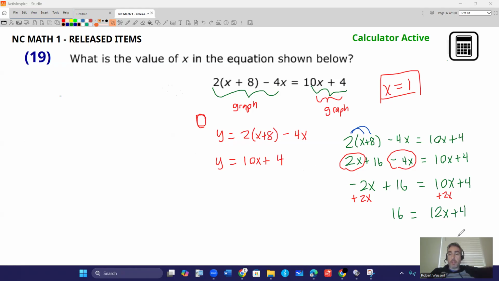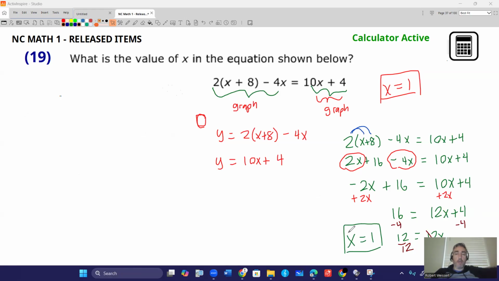Now my next approach to this equation is I'm going to subtract 4 from both sides. So take away 4, and that's going to give me 12 equals 12x. 12 is equal to 12 times some number. 12 times what number is equal to 12? That's 1. So 12 divided by 12 is going to give you 1. So that's actually how to do this by hand. You didn't actually need a calculator, but if you do, and you wanted to use that graph to help you get the answer from the point of intersection, that's fine.